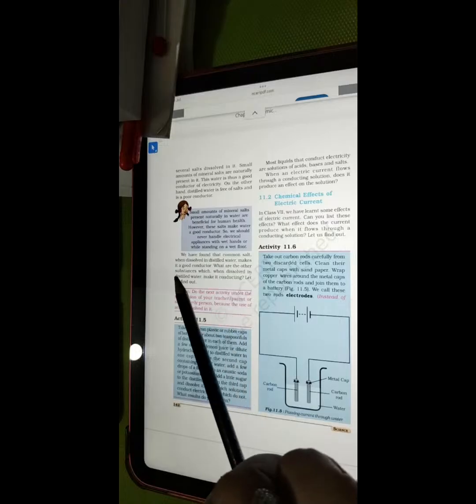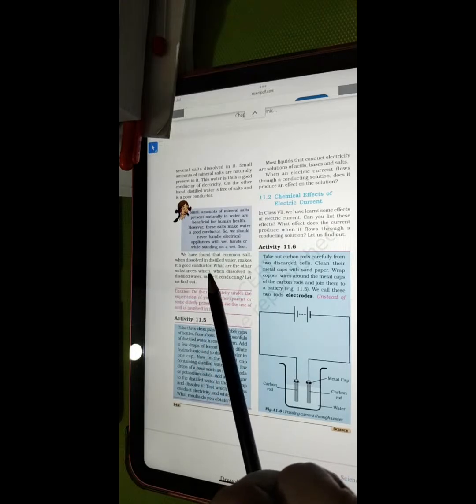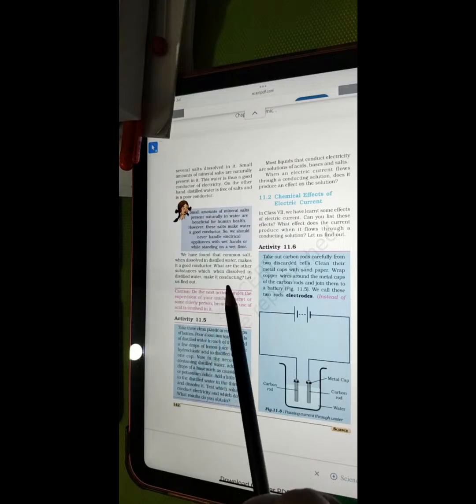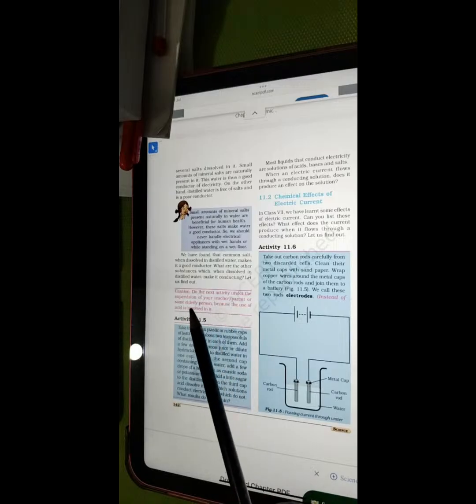We have found that common salt, when dissolved in distilled water, makes it a good conductor. What are the other substances which, when dissolved in distilled water, make it conducting? Let us find out. Caution: do the next activity under the supervision of your teacher, parent, or some elderly person, because the use of acid is involved in it.